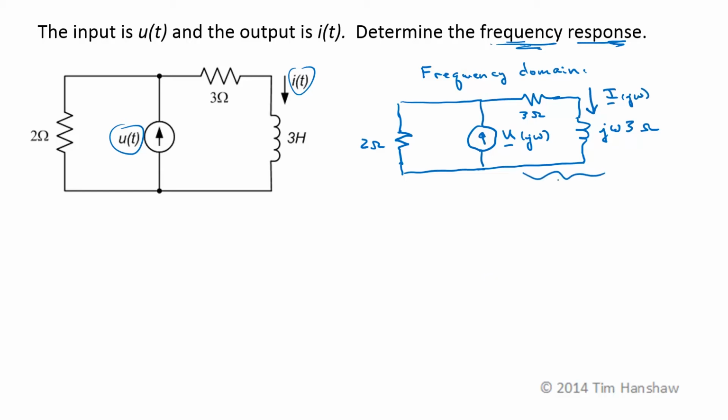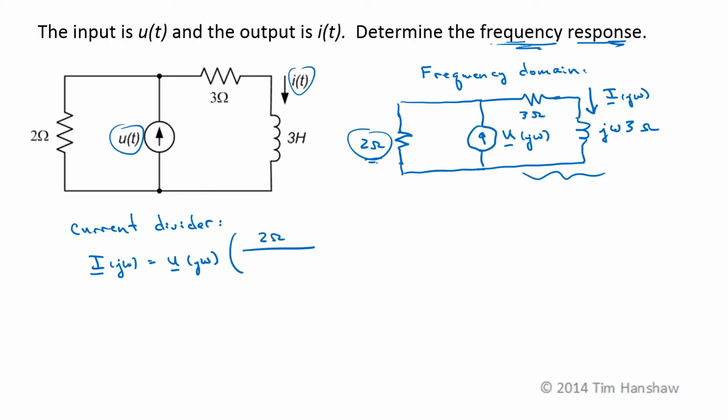Now if we combine these impedances, we have 2 circuit elements that are in parallel. We know the current into the combination, so we can use a current divider. So the current I of j omega is equal to the input current, U of j omega, times this other impedance, 2 ohms, over the sum of this impedance and this total impedance, so 2 ohms plus, these 2 elements are in series, so the equivalent impedance over here is going to be 3 plus j3 omega ohms.